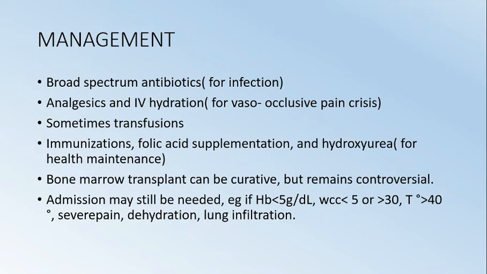Also you might use analgesics and IV hydration for vaso-occlusive pain crisis. The management of an acute pain crisis includes vigorous hydration, very necessary, and also aggressive analgesia, which might be administered on a standing schedule or even with a patient-controlled analgesic pump. Morphine should also be used here to control the very severe pain. And bone pain may also respond well to ketorolac.